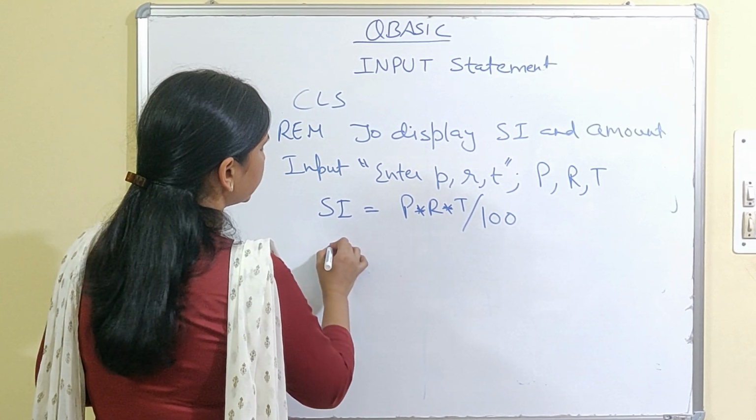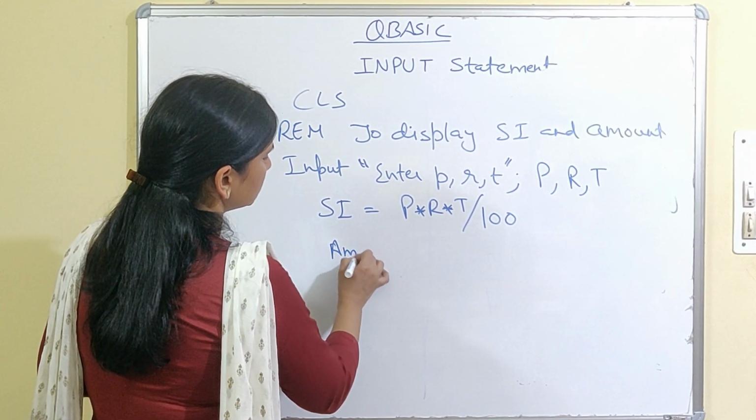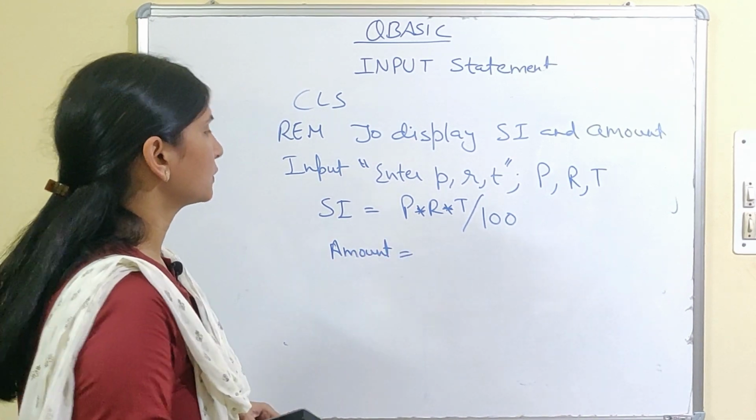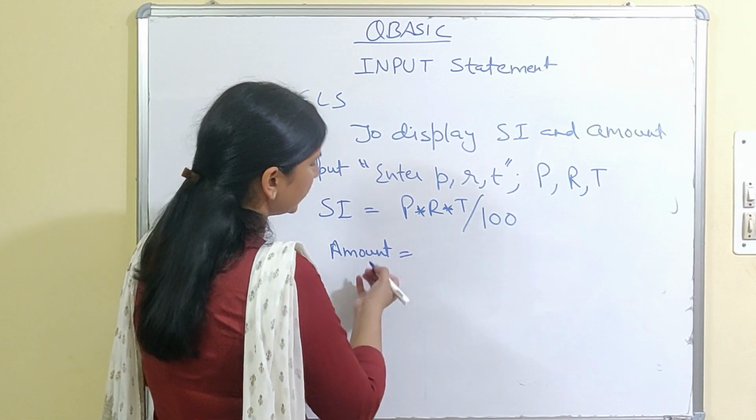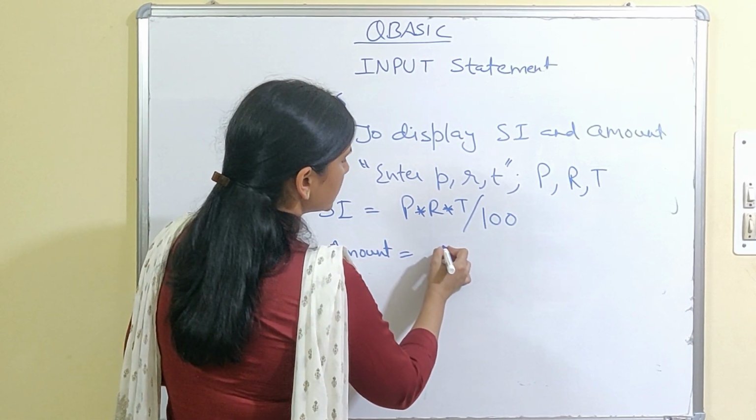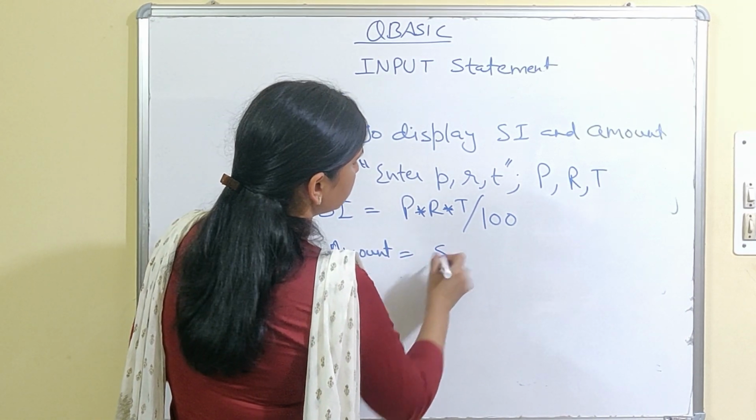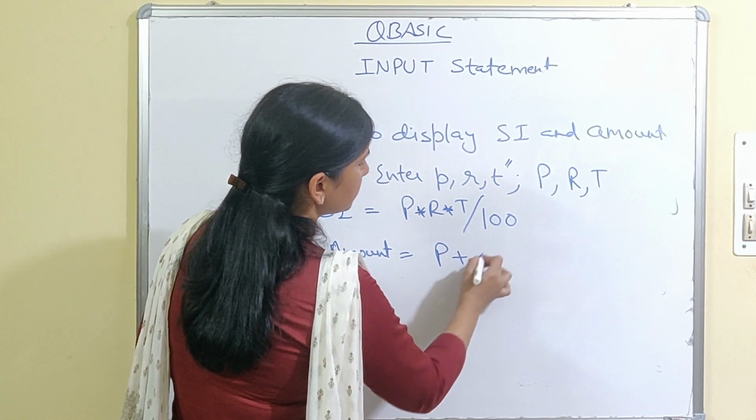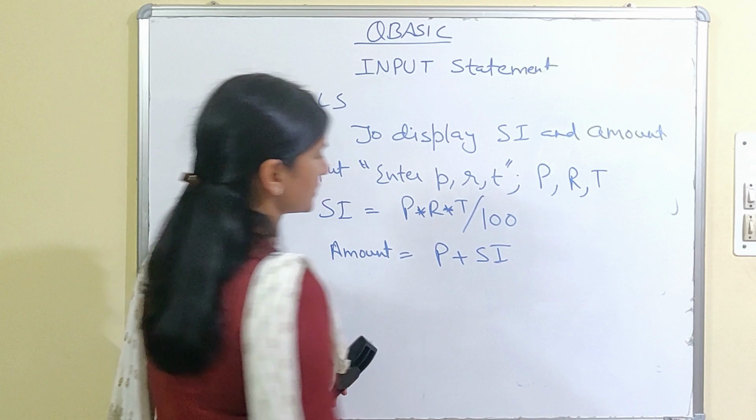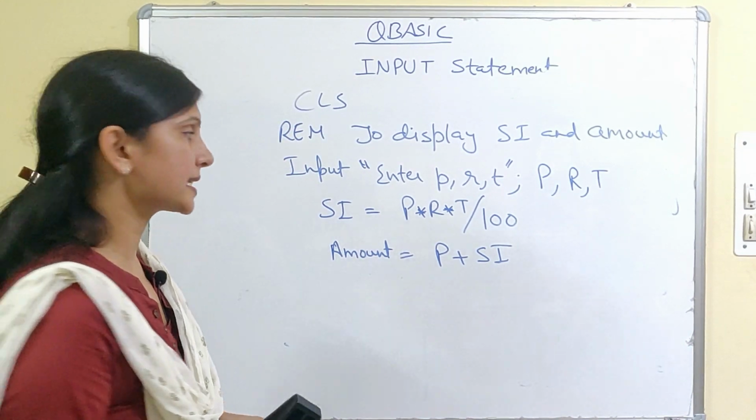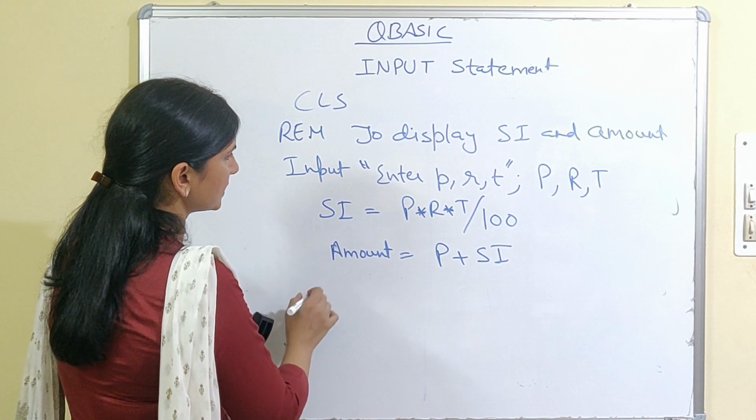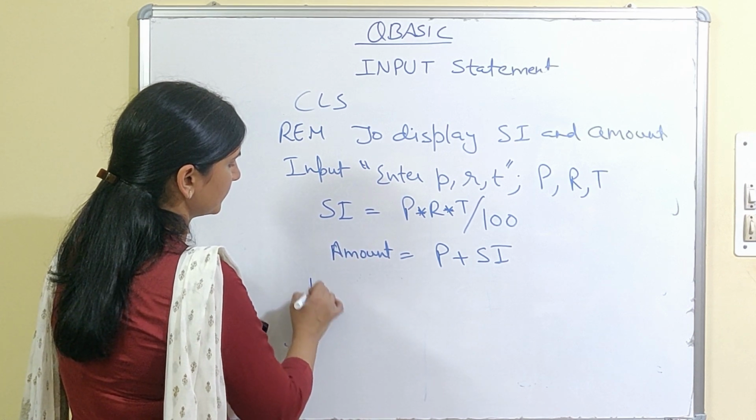For amount I am taking a variable. Okay, amount. I am writing amount only. So what will be amount? For A you can take your wish. Simple, principal. First I will write principal plus simple interest. This is the amount. Now I will display simple interest and amount both.